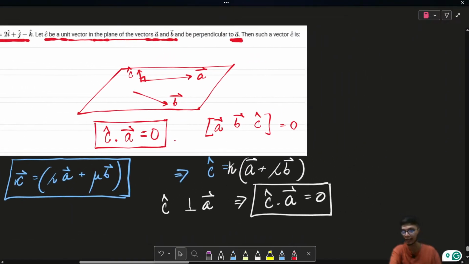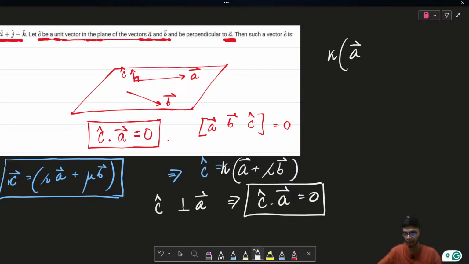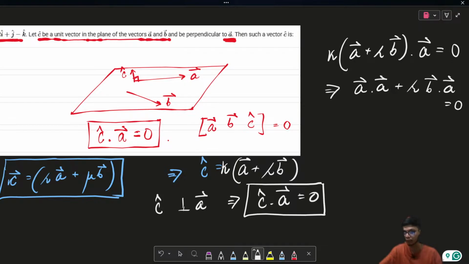So if I do that calculation over here, let us take k times a vector plus lambda times b vector and take a dot product with a vector, that should be equal to 0. So if I do this dot product, I will get a dot a plus lambda times b dot a, and that should be equal to 0, right? So from here I'll be able to obtain that a dot a should be the magnitude of a, right? So lambda will be simply the magnitude of a square divided by a dot b vector.